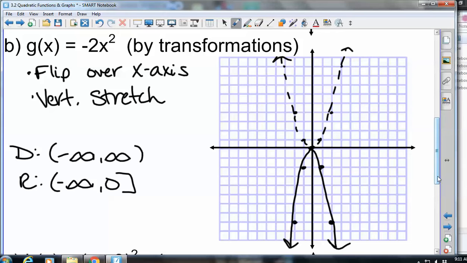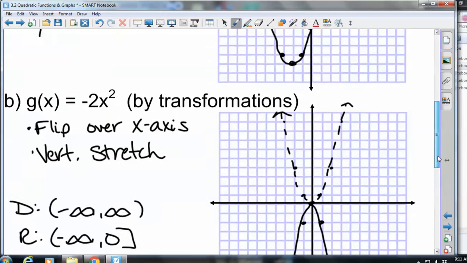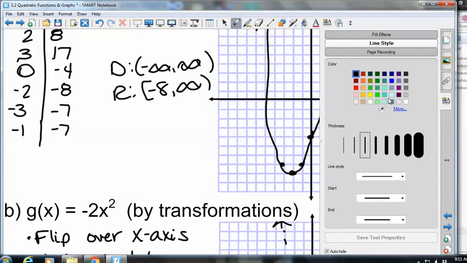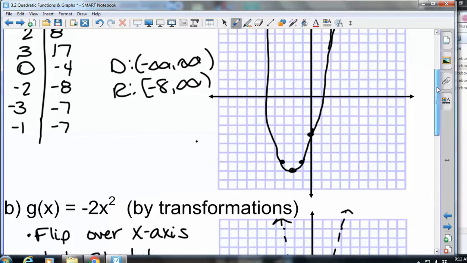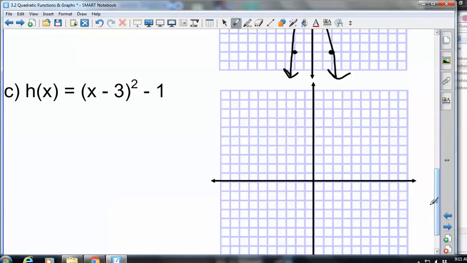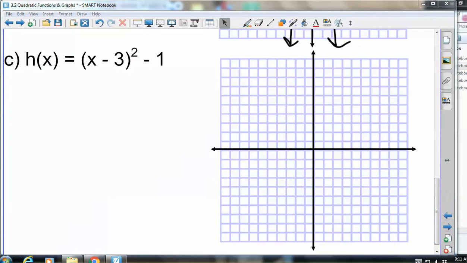Let's look back at A. What was the domain on A? What's the range on this one? -8 to bracket -8. Good. So that vertex, the reason we have to have the vertex is for finding that range value. Okay, why don't you guys graph C? Parent function, transformations, give the domain and range.